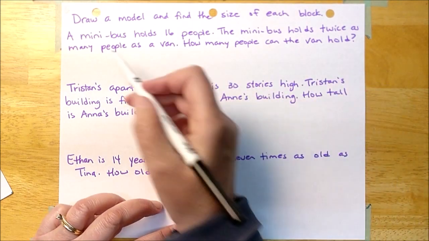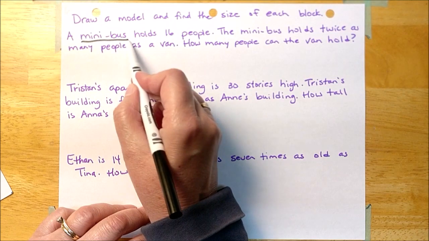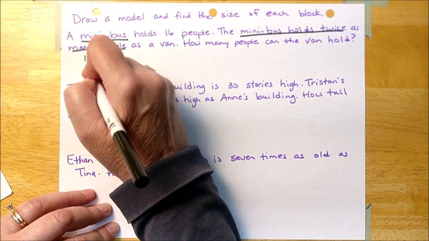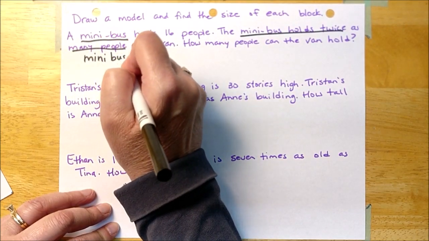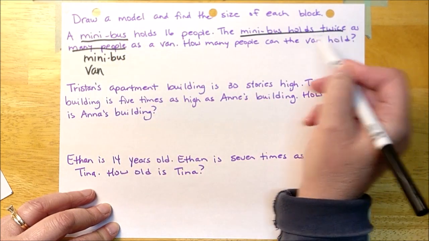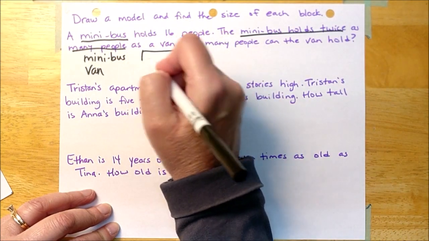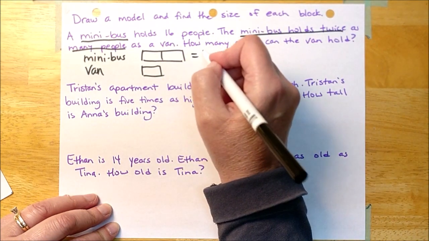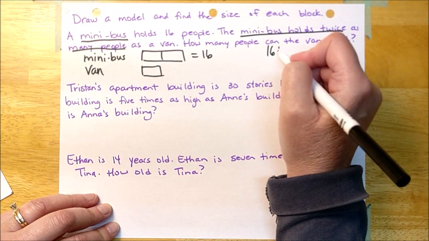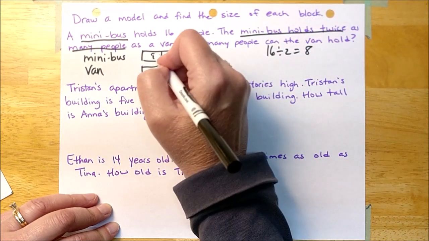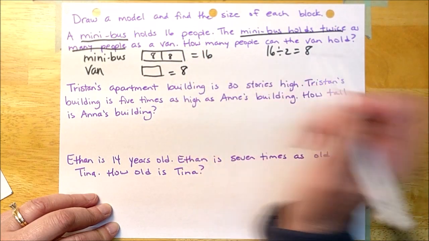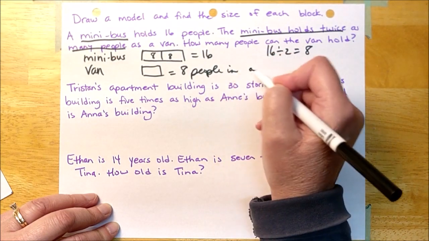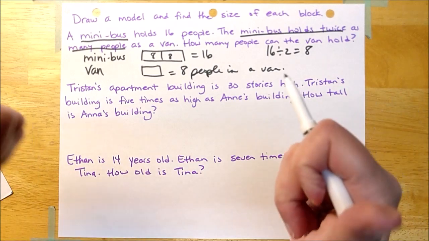Okay, you're back. So a minibus holds 16 people. So we have a minibus. A minibus holds twice as many people as a van. So we have a minibus and we have a van. The minibus is twice, so it's got 2, and the van just has 1. So the minibus holds 16, so together that is 16. So 16 divided by 2 equals 8. So each of these holds 8, which means my van holds 8. 8 people in a van. Awesome, I hope you got that answer.